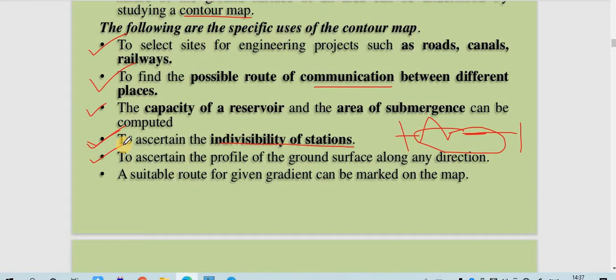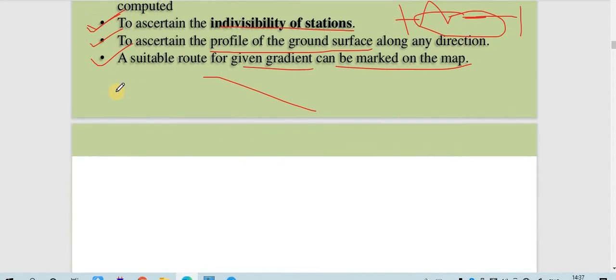Now, to ascertain the profile of the ground surface along any direction, what is the profile of the ground, that can be indicated with the help of your contour map. A suitable route for a given gradient can be marked on the contour map. A suitable gradient, what slope should be provided, can also be marked with the help of a contour map. Okay, so these are the following uses of your contour map.